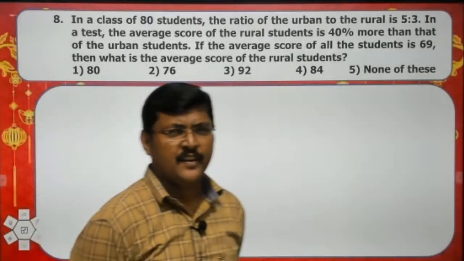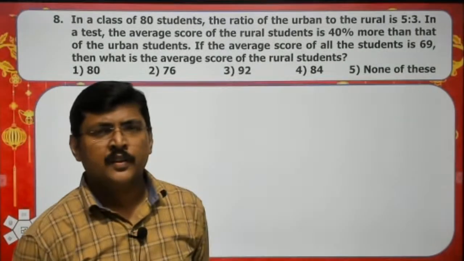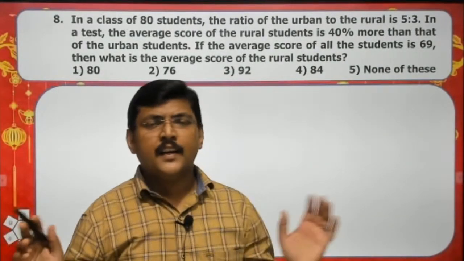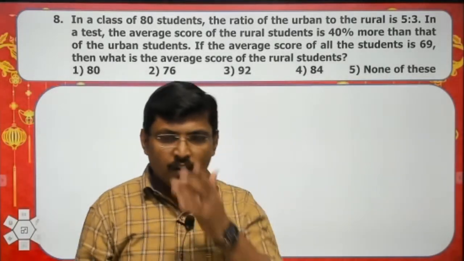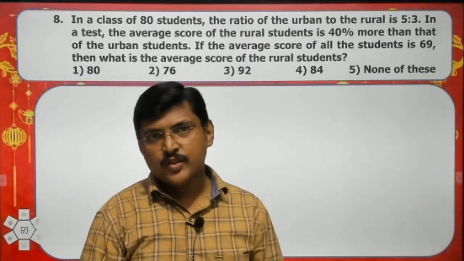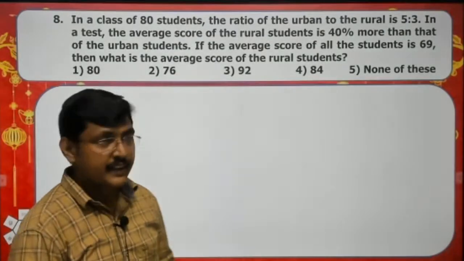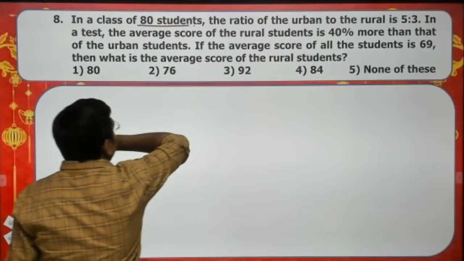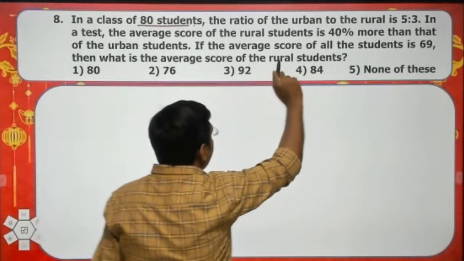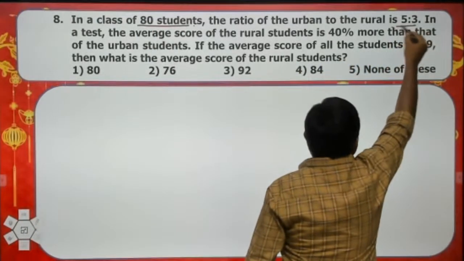So we need to find the average. So they are dealing with the average. They are connecting the rural and urban and they are giving the weighted average of that. So if that is a condition, we know that we can apply the method of alligation. So here I am using the method of alligation to find the answer. Clearly given that total 80 students are there. And the ratio of urban to rural, that means 5:3, clearly given.